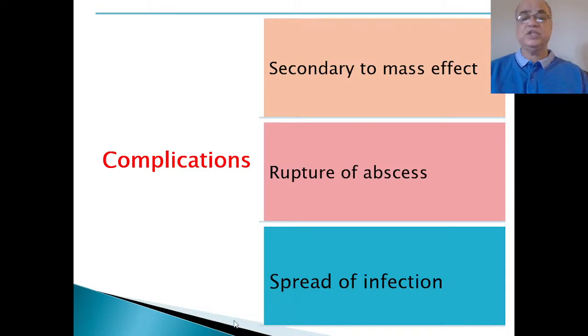So there can be complications just because of the size of the abscess. For example, if it is huge, it can mechanically obstruct the airway. So airway problem can be there. Dysphagia or odynophagia may be there just because of its mass effect. Then it can rupture and the pus can trickle down into the airway. So there can be aspiration, pneumonitis or lung abscess can form, and then there can be spread of infection from retropharyngeal space to parapharyngeal space or peritonsillar space or to other adjacent spaces of head and neck.